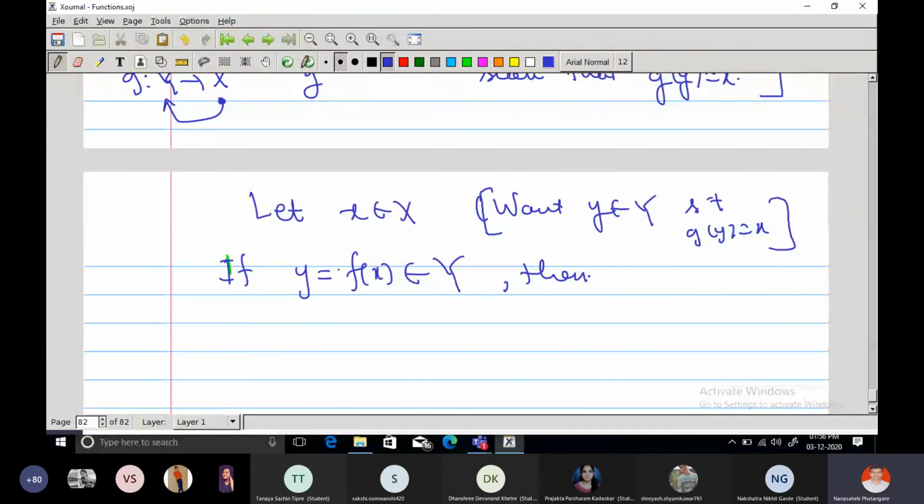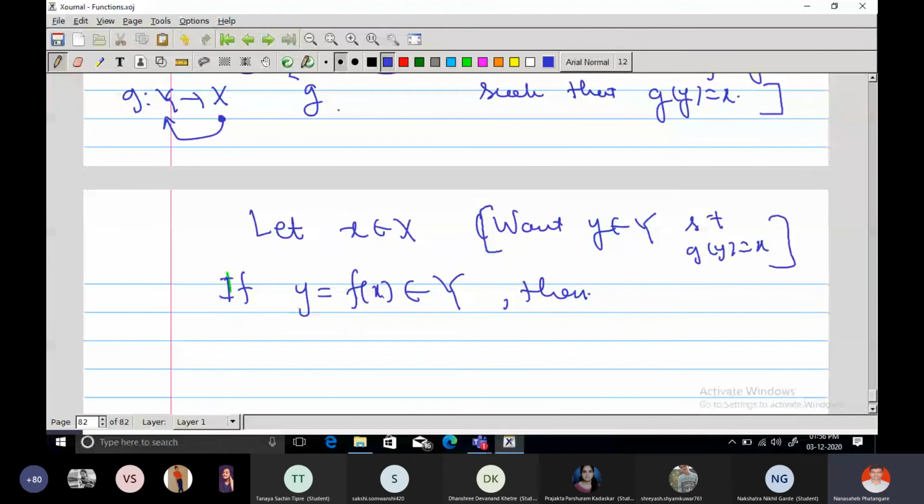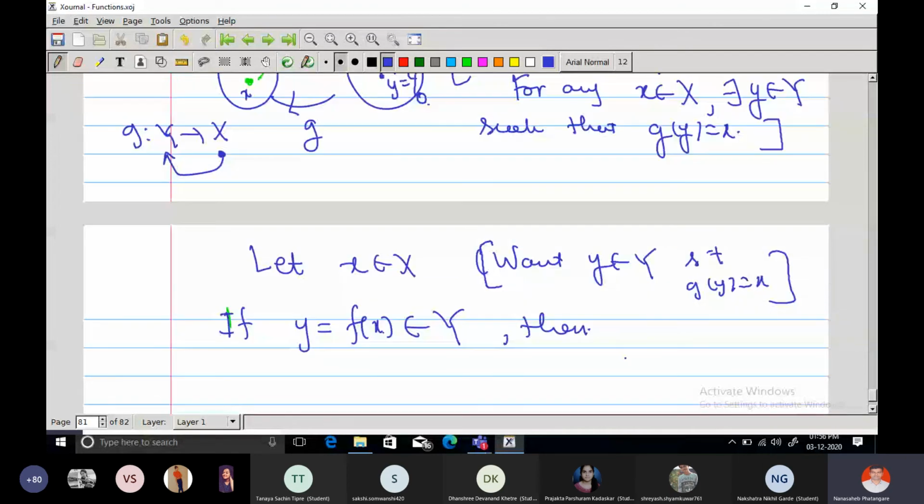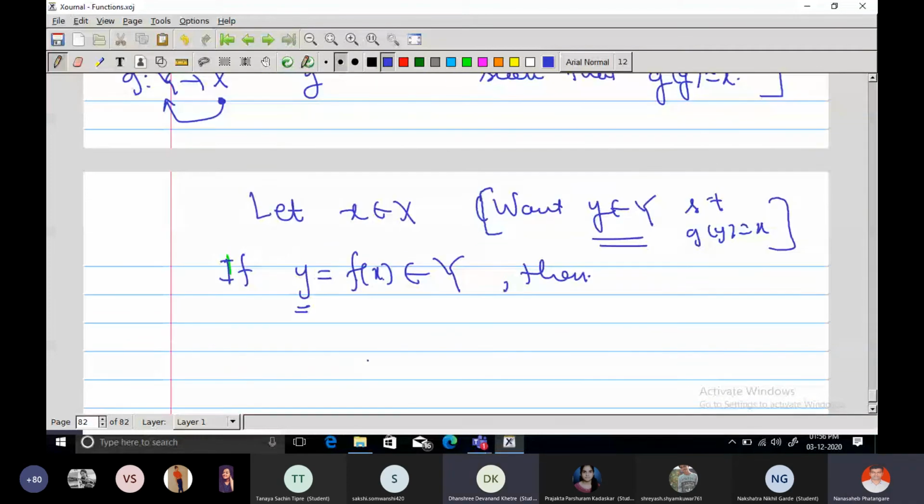So x is given. Now I will apply f. I will get y, right? So I apply f on x, I will get y. And is it the right candidate which we wanted to produce? We wanted to produce y. Is it the right candidate which we wanted to produce? Yes.